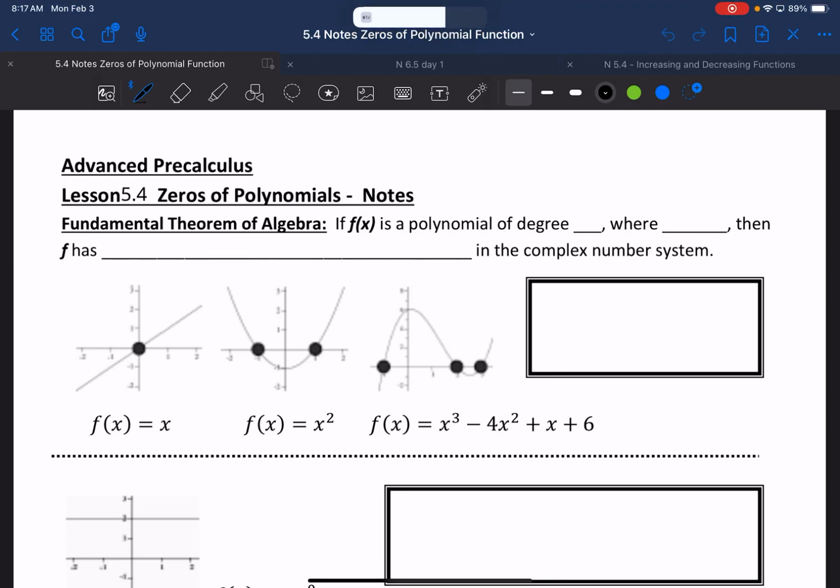The fundamental theorem of algebra. What this states is that if f of x is a polynomial of some degree, we'll use the letter n to represent that it could be any number. It could be degree of 1, 2, 3, 4, something like that, as long as n is greater than 0. So that means it's not 0, nor is it any negative values. Then your function f should have at least 1 zero.